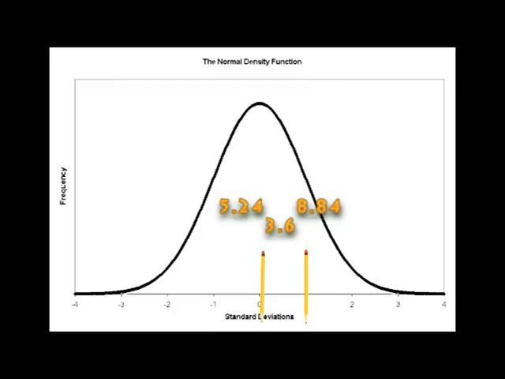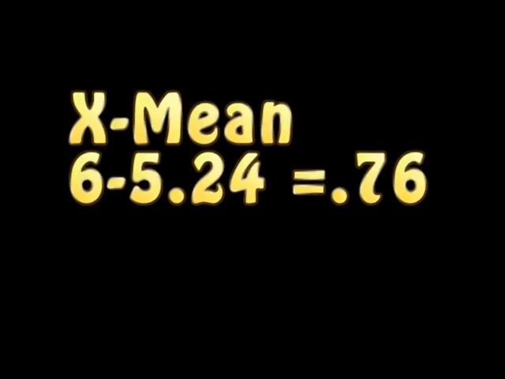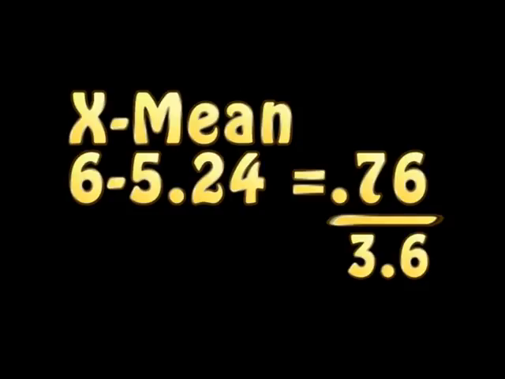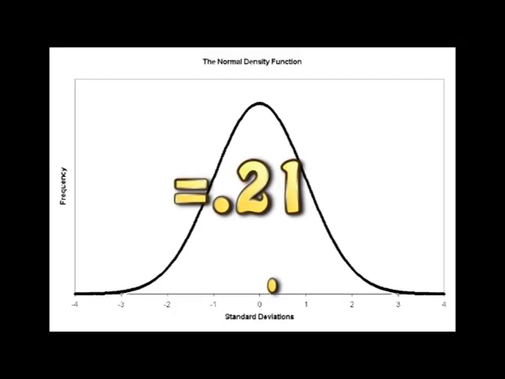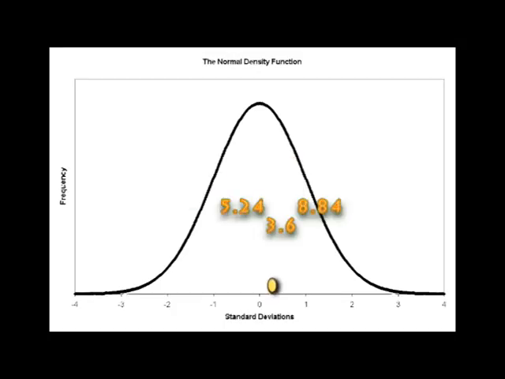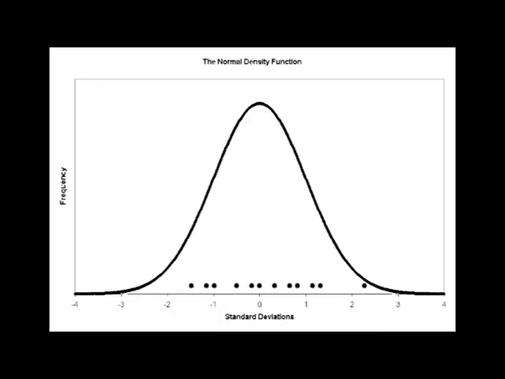So, for example, 6 minus 5.24 is 0.76. Then we divide that by 3.6, which becomes 0.21, which is clearly between 0 and 1. 6 is also between 5.24 and 8.84. See the correlation? Now that you have found your answers through the formula, you can find the z-score by plugging it into the chart.